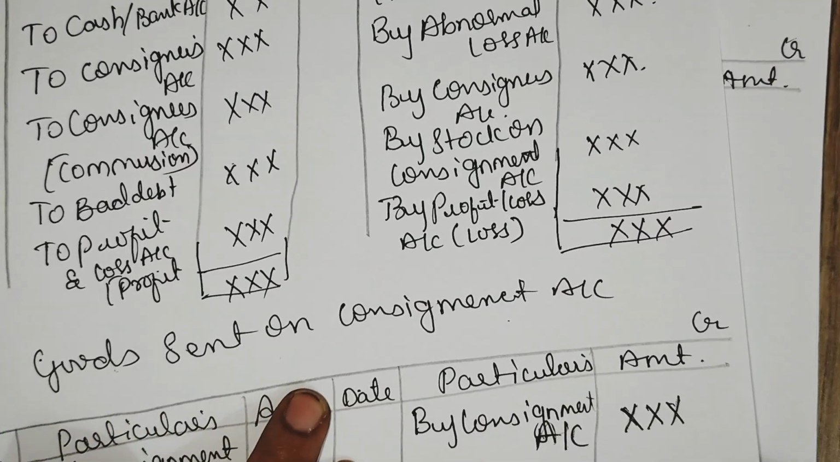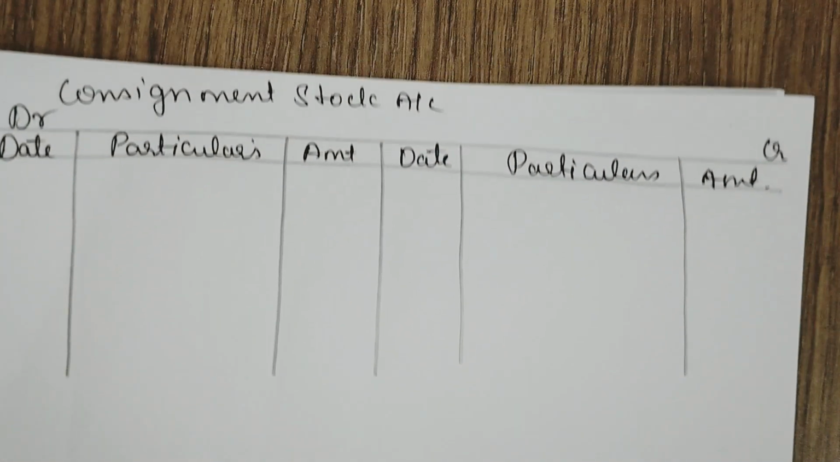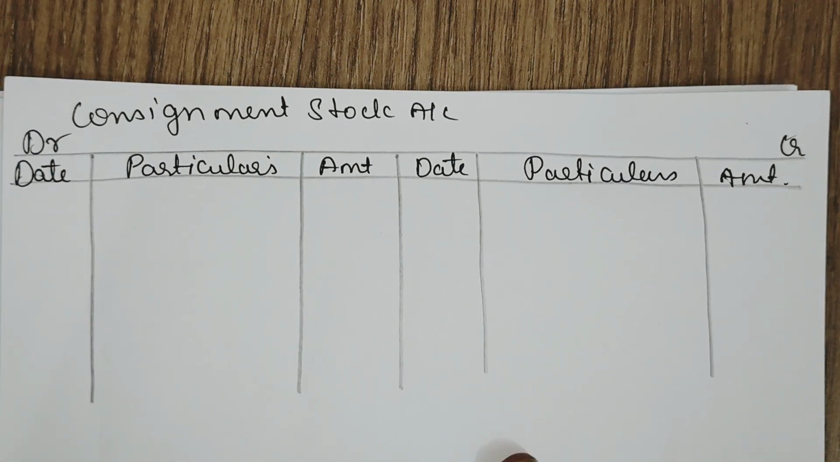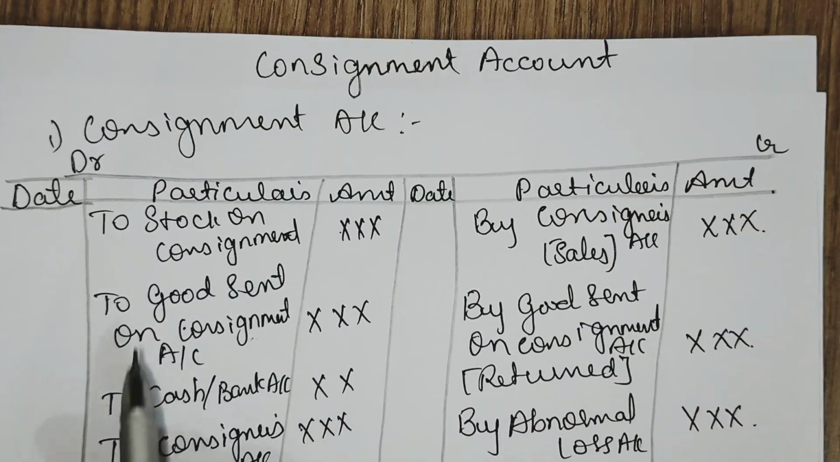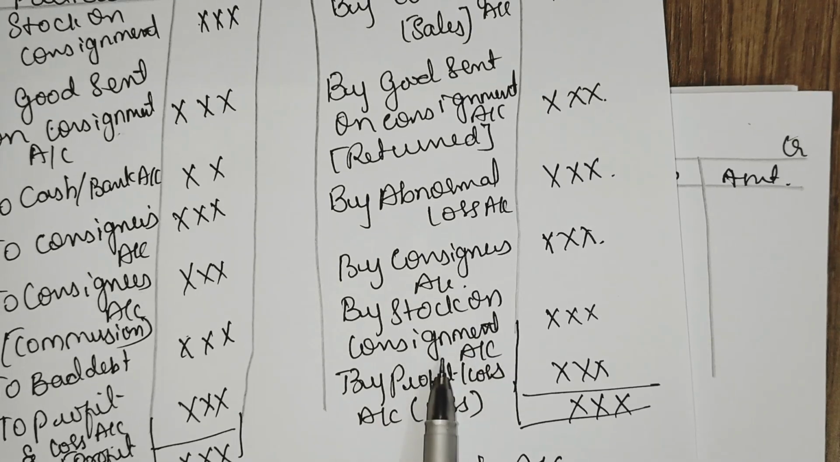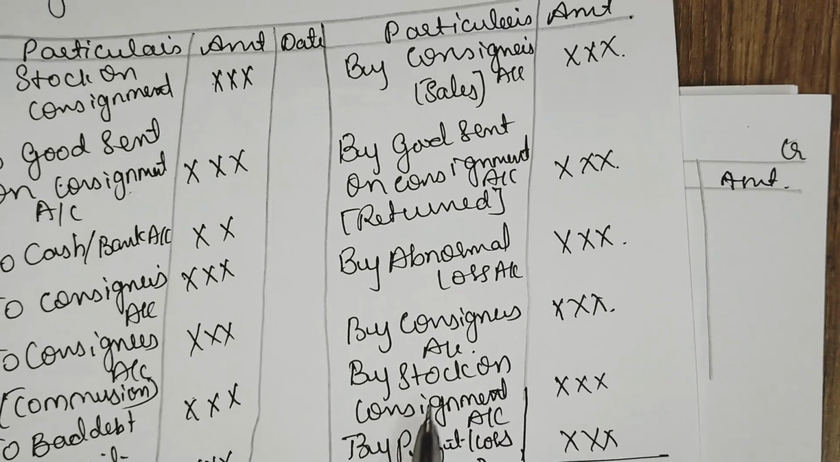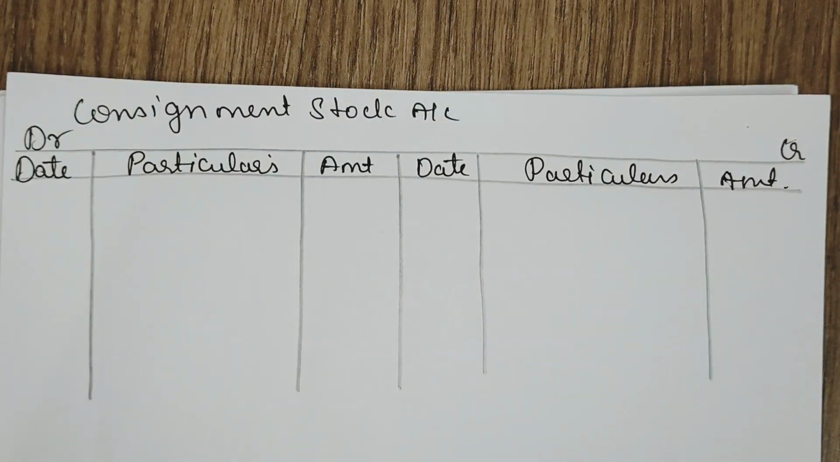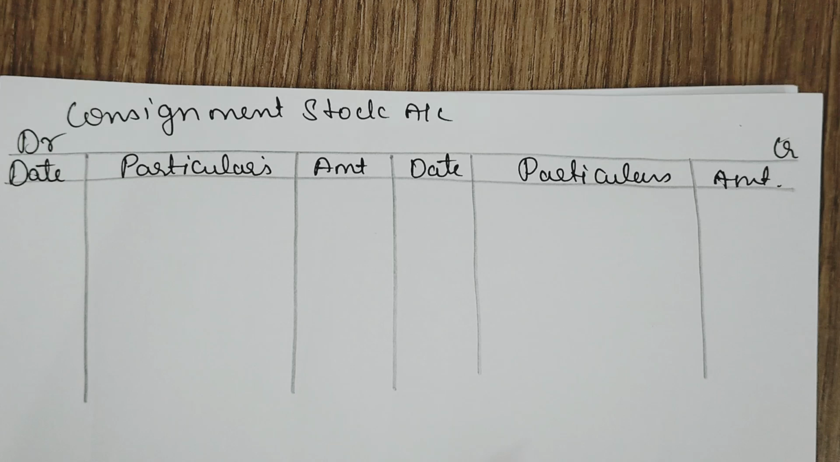After goods sent on consignment account, we are preparing consignment stock account. Consignment stock account is prepared to know the opening value and closing value of stocks which remains with the consignee, and same will be transferred to the consignment account. In the consignment account, if you have seen, we have recorded two stock on consignment. See this consignment stock account. This is opening stock. Buy stock on consignment account. This is closing stock. So we are transferring these two entries to the consignment stock account to know the opening balance and closing balance of stocks which remains with the consignee.